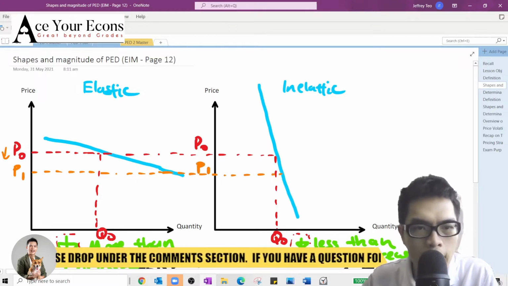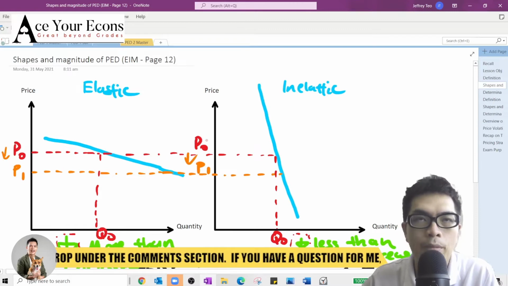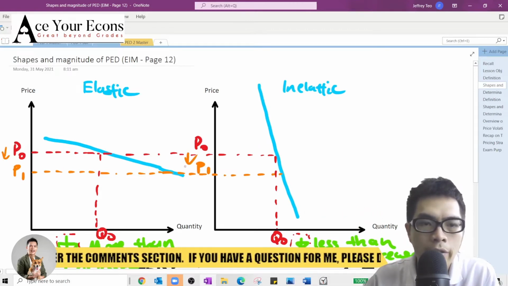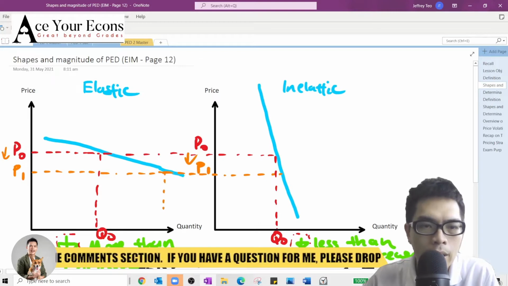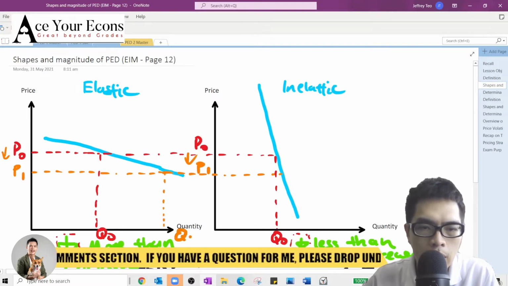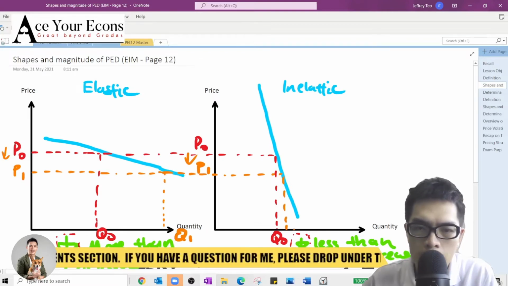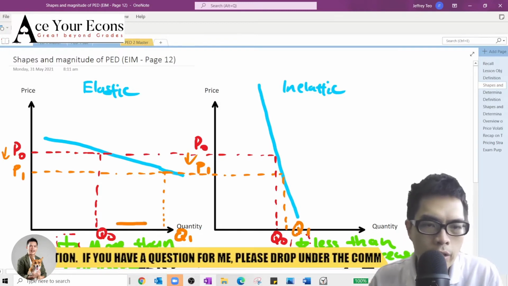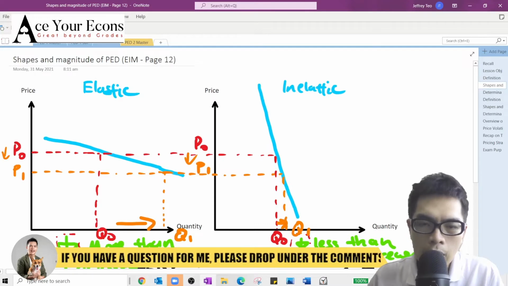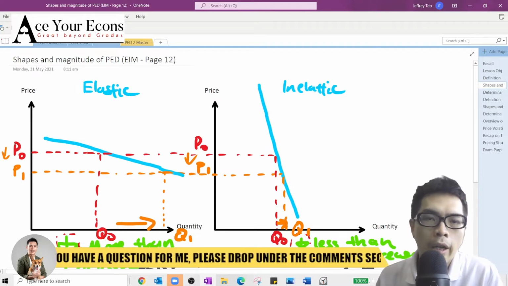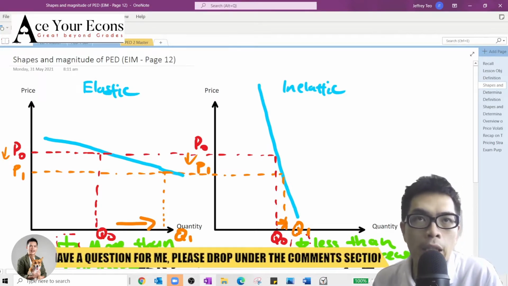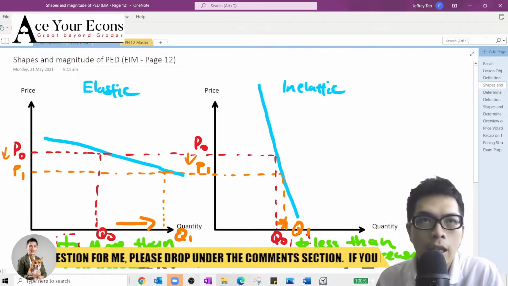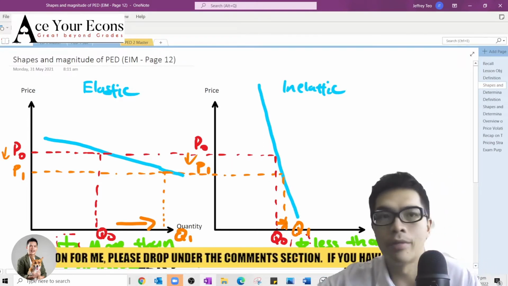Okay, we can see that the magnitude of your price falling is the same, right? Agreed? Now, I want you guys to observe the effects on quantity demanded. So now, my question to you is, under which diagram will you experience a greater increase in your quantity demanded? The elastic or the inelastic? Which diagram?